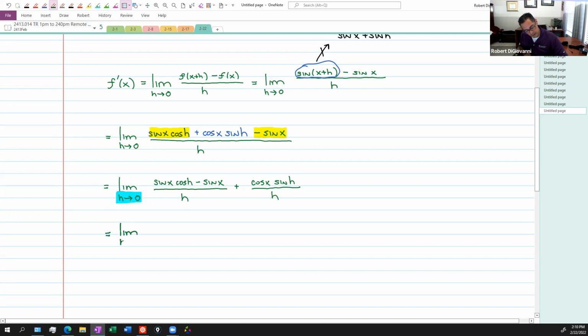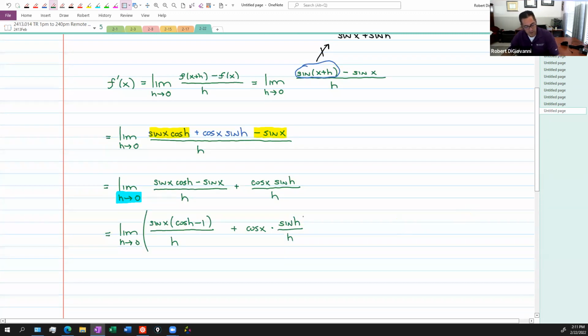Limit as h goes to 0. Watch. I'm going to factor sine x out of the top. These both have a sine x in them. And then over here, there's nothing to factor out. I'm just going to rewrite this in a different way. Cosine x times sine h over h is the same as writing cosine x times sine h over h like this. So those are the same thing.